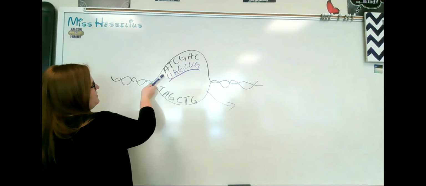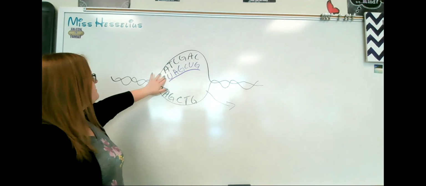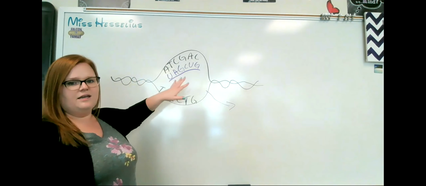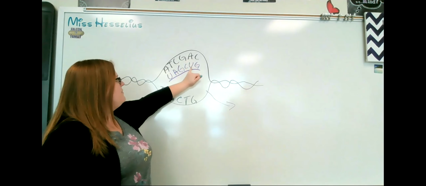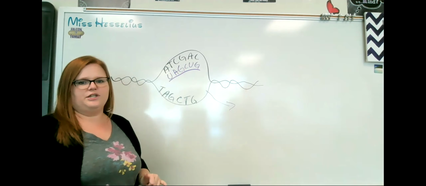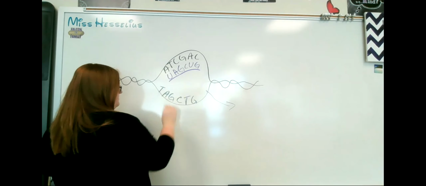And so they're different because it's RNA. A bonds with U because there is no T in RNA. T always bonds with A. C bonds with G. G bonds with C. A bonds with U. C bonds with G. So that's how we got this mRNA sequence.